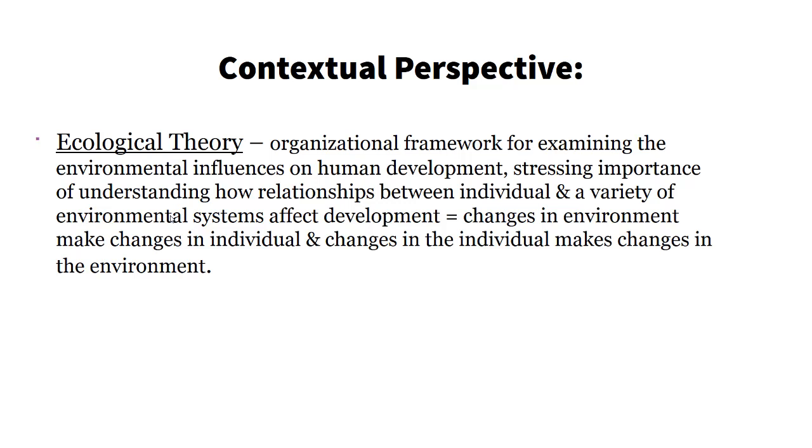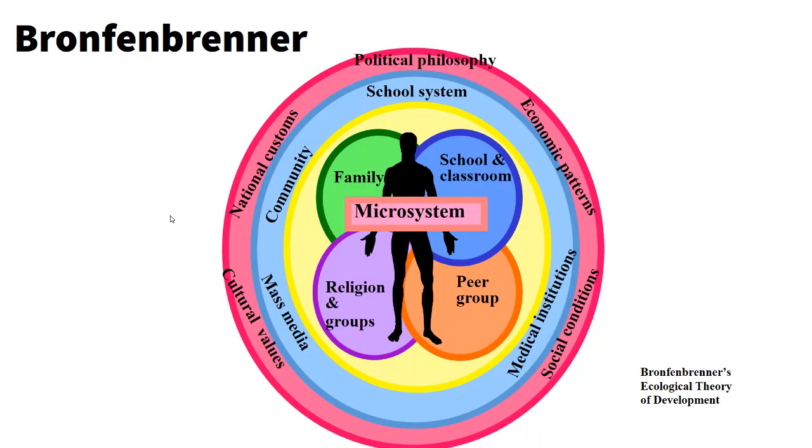There are also ecological theories which describe how we are impacted by the environment around us. Bronfenbrenner was a famous theorist who described how there are three different systems. There's a microsystem. If you look towards the inside of the circle, that incorporates family and school and classroom and your peers and your religion groups. This is the immediate environment and daily interactions with others, and that can influence your behaviors.